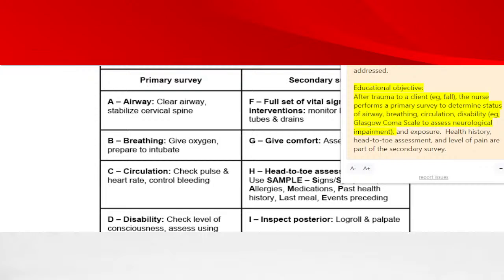fall, the nurse performs a primary survey to determine status of airway, breathing, circulation, disability, e.g., Glasgow Coma Scale, to assess neurological impairment and exposure. Health history, head-to-toe assessment, and level of pain are part of the secondary survey.